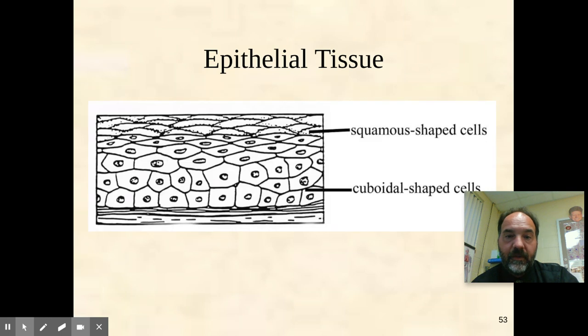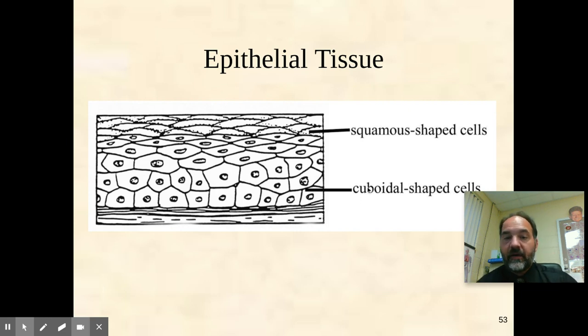This is stratified squamous epithelium of the skin. Notice there are many layers of cells, 1, 2, 3, 4, 5, 6, 7, 8, or 9 layers of cells in this schematic diagram. Flat cells at the top, a little bit more cube shape at the bottom, but this is stratified squamous epithelial tissue found at the skin, anchored to the basement membrane, connective tissue below.